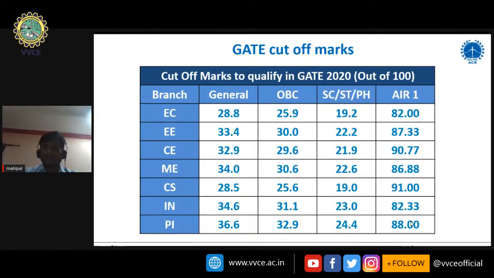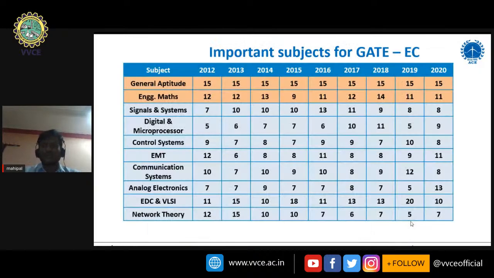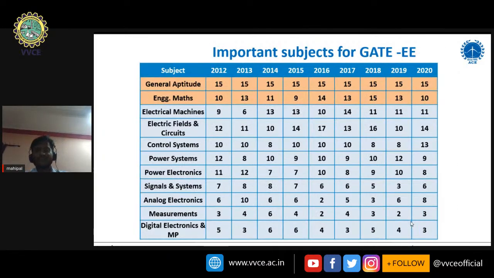So, in order to get a very good score, what do we need to do? I'm just sharing a table. You see this table, especially for electrical and electronics engineering students. What can we observe from this? We can observe a few things from this particular table. We can observe that general aptitude gives 15 marks every year. Okay, that's the first one.